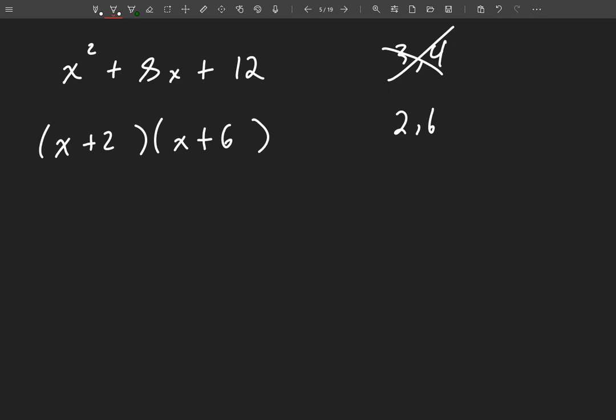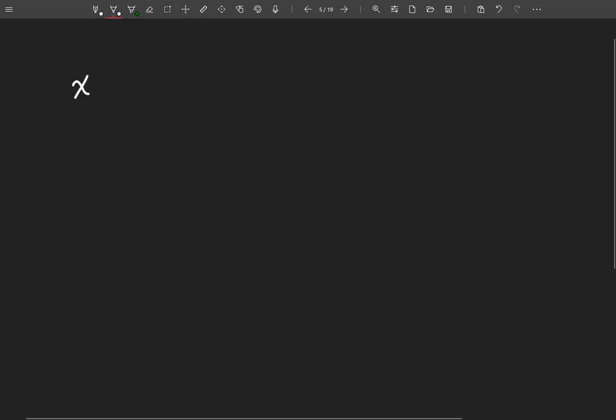All right, let's try another one. X squared plus, let's say, 11x plus 24. I like this one. Try this one real quick, and then come back and we'll see if you got it right.